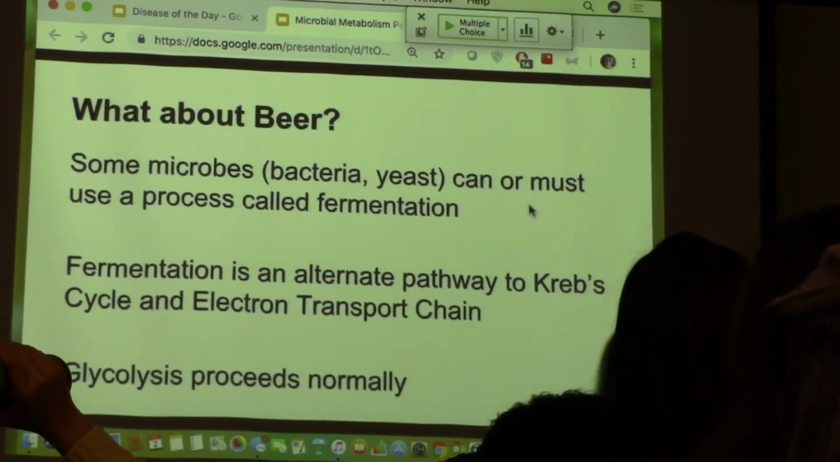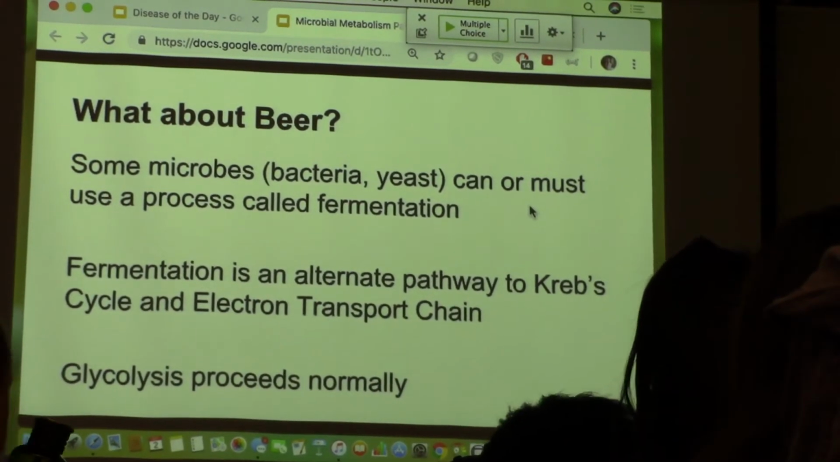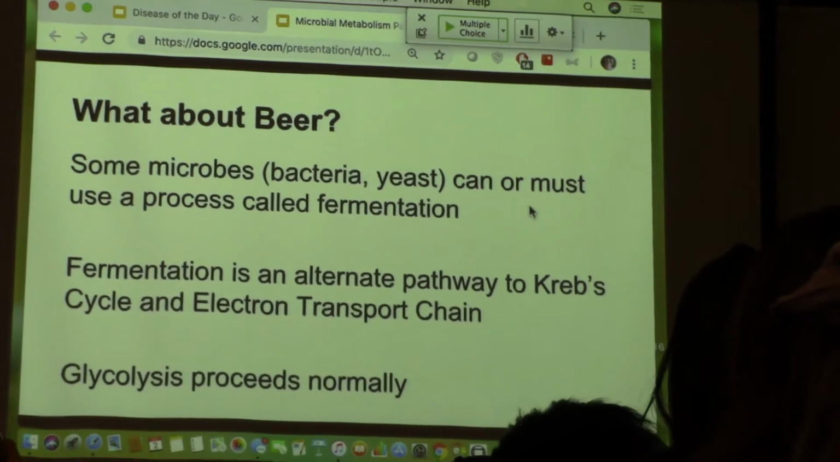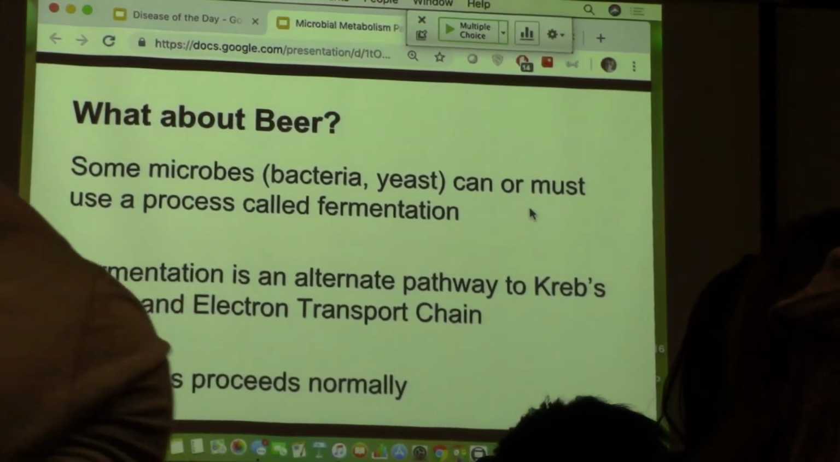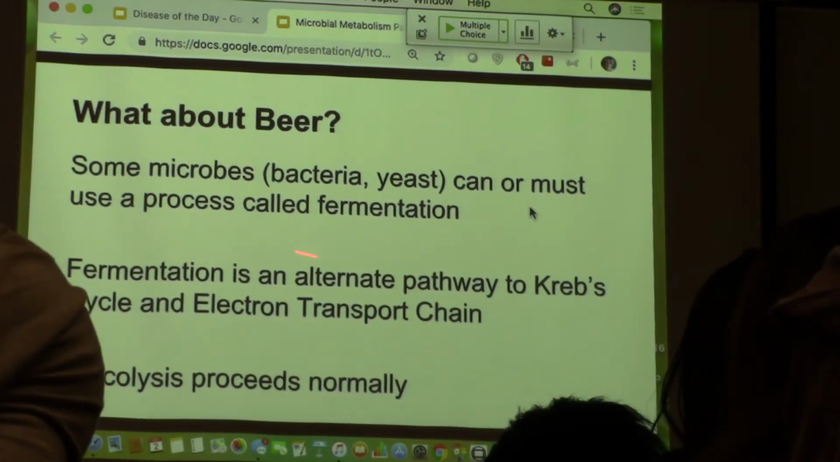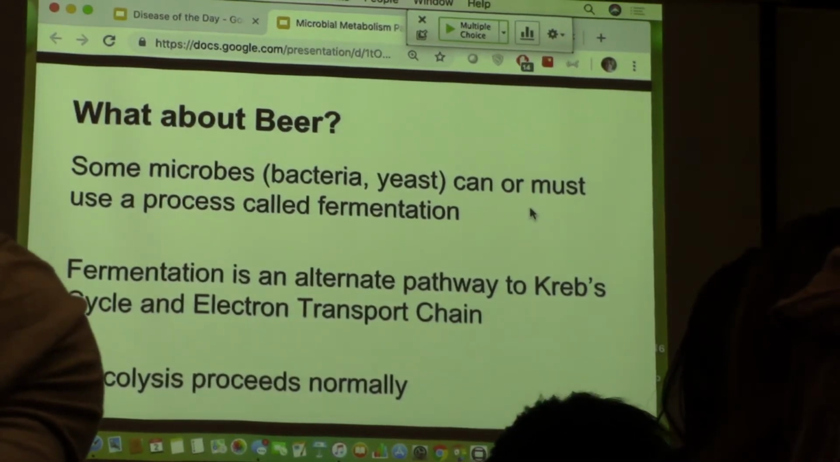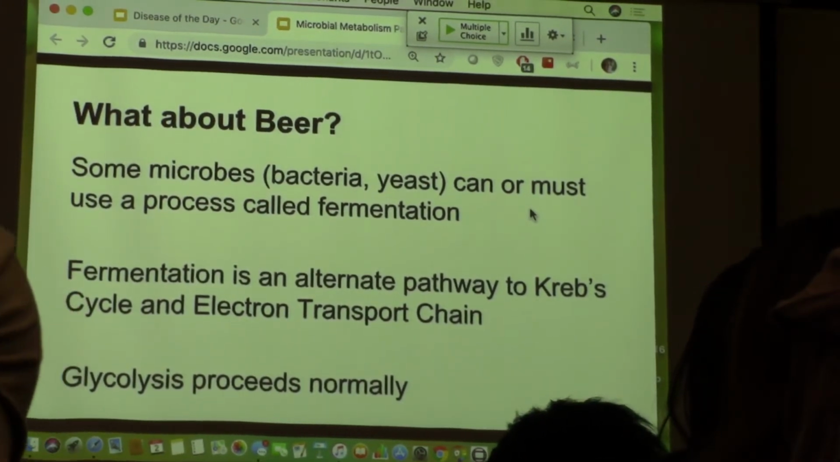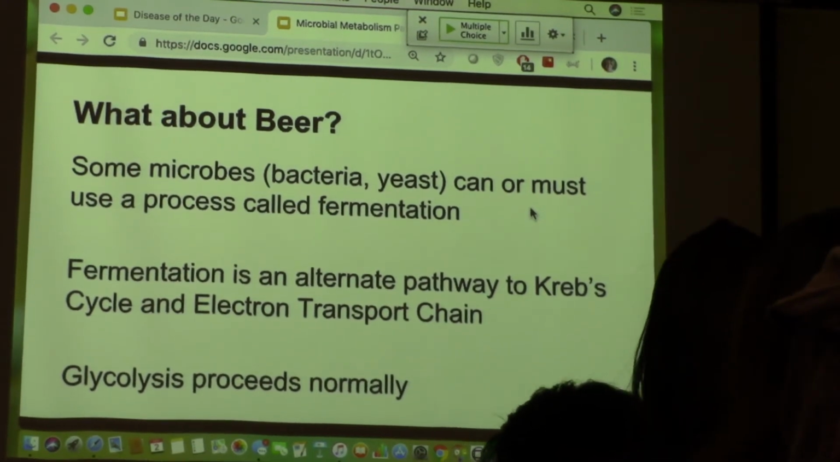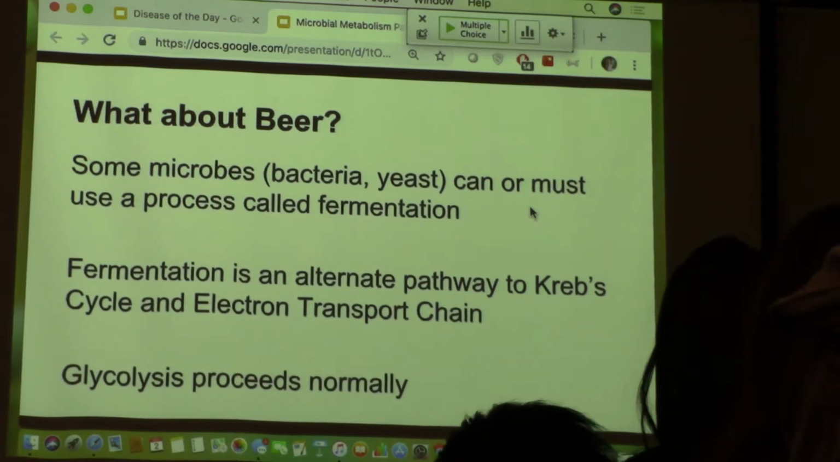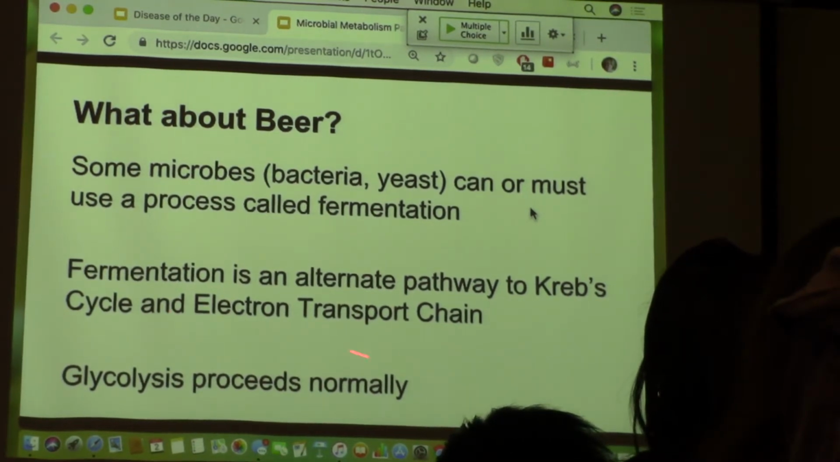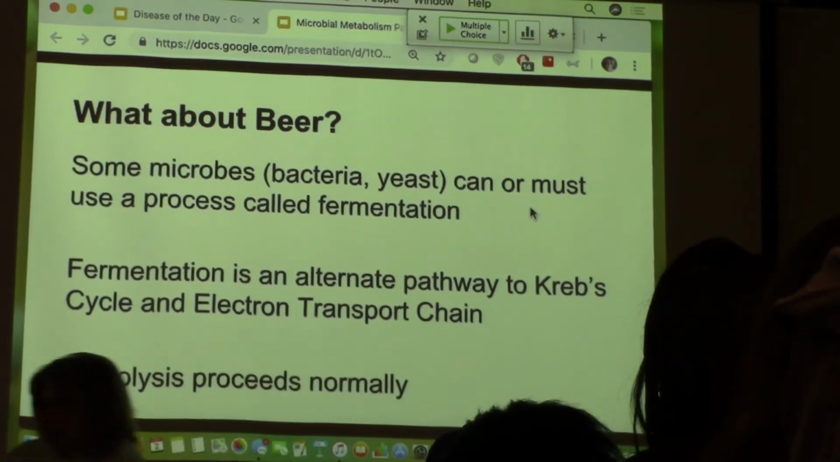Okay. All right, what about beer? So some microbes don't need oxygen. In fact, we talked about the fact that some microbes are actually poisoned by oxygen. And they can use a process called fermentation to generate energy. And fermentation is really just glycolysis with an extra step. It's an alternate pathway to Krebs cycle and electron transport chain, and the cell is going to get its energy from glycolysis. So why do we do fermentation?